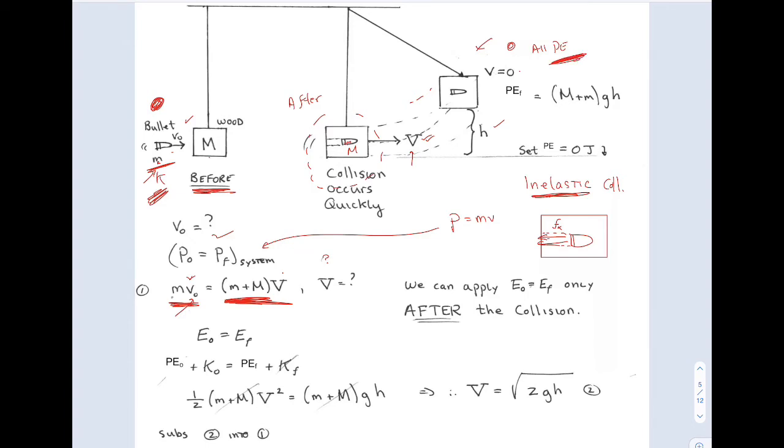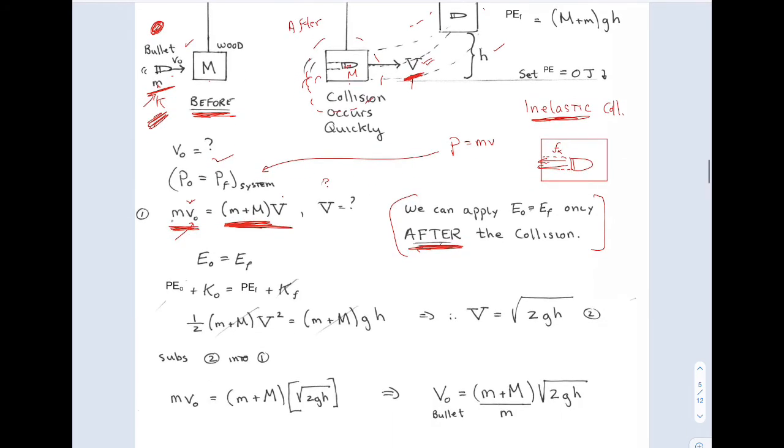Most of the kinetic energy is lost in the collision in the form of heat. So what we have to do is apply our energy expression, E initial equals E final, after the collision. Right after the collision occurs, both of these things start to move off with some common speed, big V, so they both have kinetic energy. And then up here, you have potential energy. So we conserve kinetic energy after the collision.